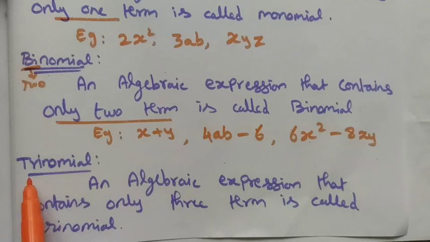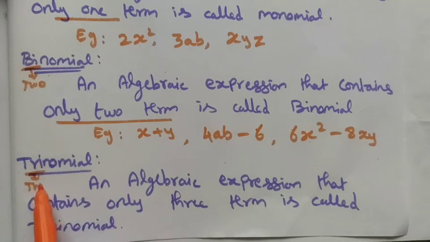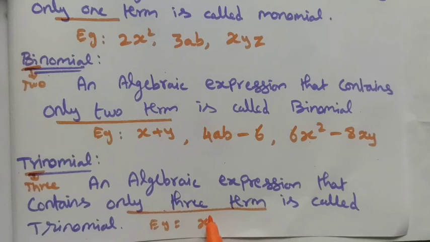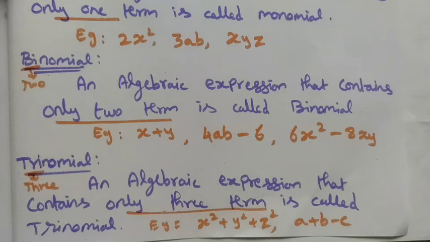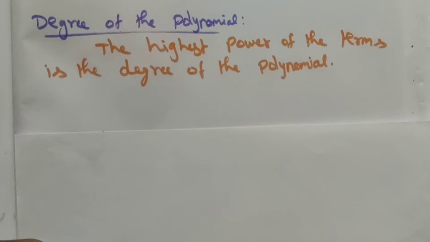And trinomial, tri clearly means 3. An algebraic expression that contains only 3 terms is called a trinomial. Example, x square plus y square plus z square, or a plus b minus c. These are the examples. It contains 3 terms only. And we know that two or more algebraic terms we call a polynomial, so for a trinomial we can use the word polynomial also. Next, degree of the polynomial.